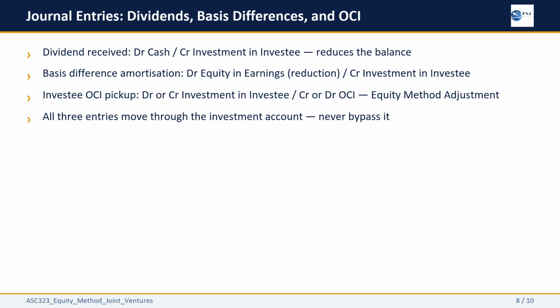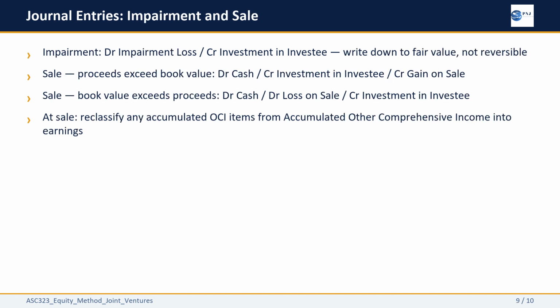Two more critical entries remain. When an investment suffers an other than temporary decline in value, you record an impairment loss for the difference between the carrying amount and fair value. That write-down is not reversible under United States generally accepted accounting principles. When you eventually sell the investment, the entry removes the investment balance and records proceeds. Any difference between the two is a gain or loss on sale.